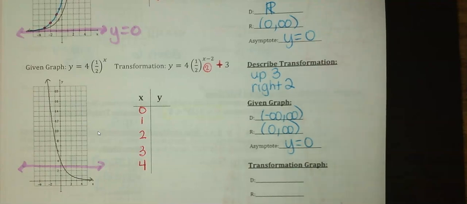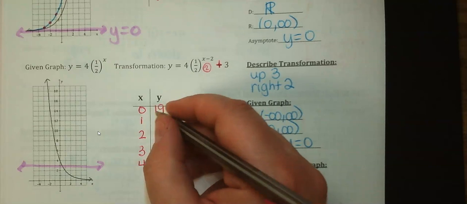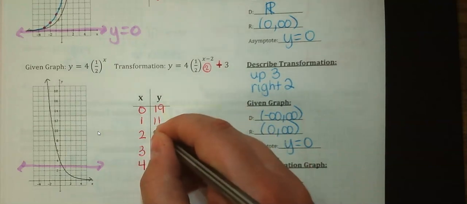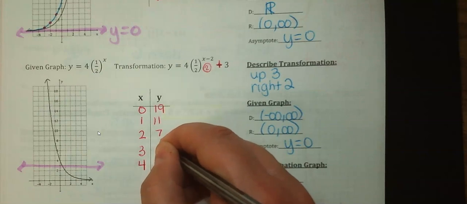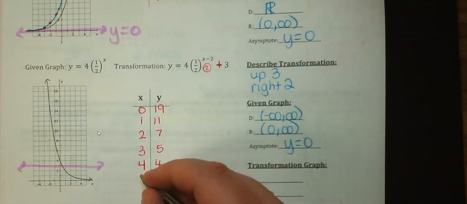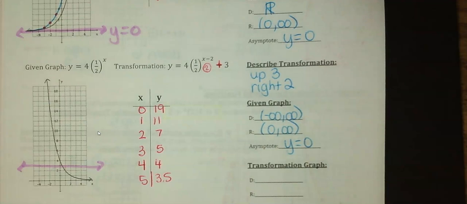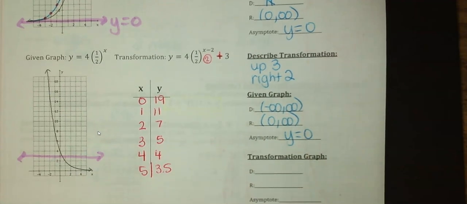And I'm going to write these down. So I got 0 is at 19, 1 is at 11, 2 is at 7, 3 is at 5, 4 is at 4. And if you want more, like 5 is at 3.5, and then they'll go down, they'll get closer and closer to 3. Just do your best to estimate.